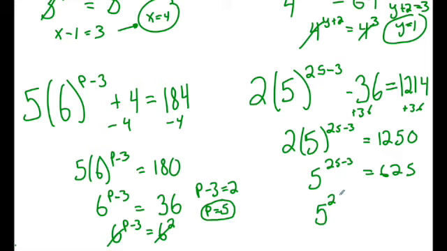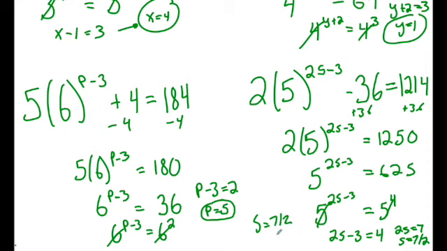Yes, it is. It's 5 times 5 times 5 times 5. So that means these cancel. I get 2s minus 3 equals 4. So 2s equals 7. So s is equal to 7 halves. So you could either write 7 halves, or you could write 3.5 or something equivalent to that.